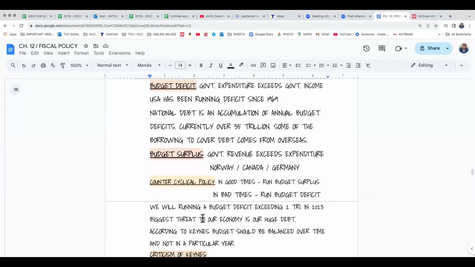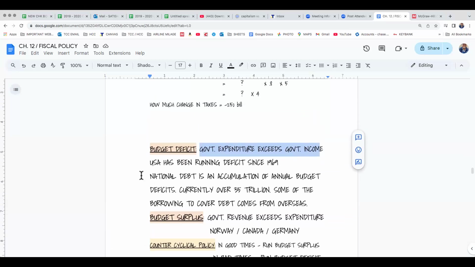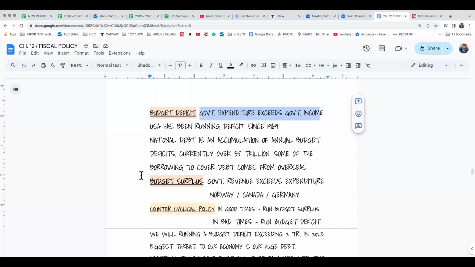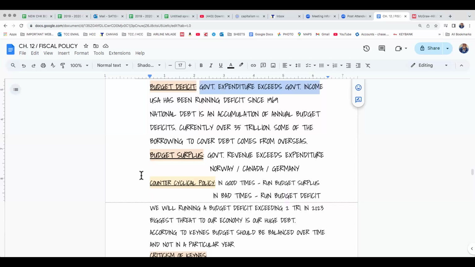Let's talk about some other topics. Budget deficit. When government expenditure exceeds government income, we call it a budget deficit. The USA has been running a deficit since 1969. The national debt that you hear about is the accumulation of annual budget deficits, currently over $35 trillion. Some of the borrowing to cover the debt comes from overseas. Just keep in mind that countries like Japan and China buy a lot of our debt. So we as a nation live beyond our income, so we have to borrow money, just like an individual, to satisfy our purchasing needs. Other countries that are running a surplus will lend us money.